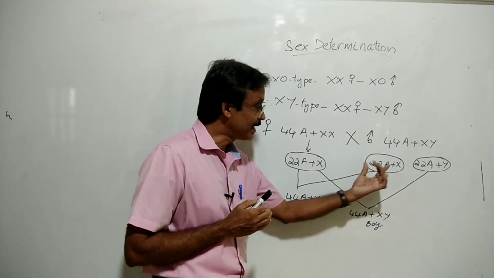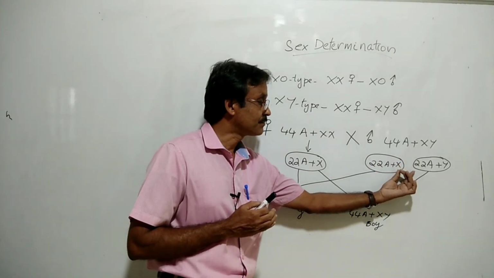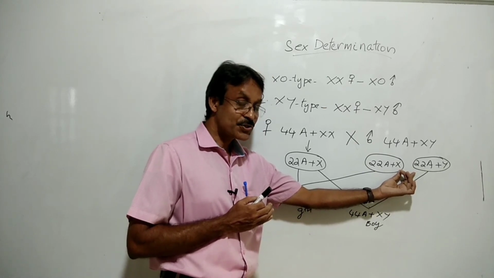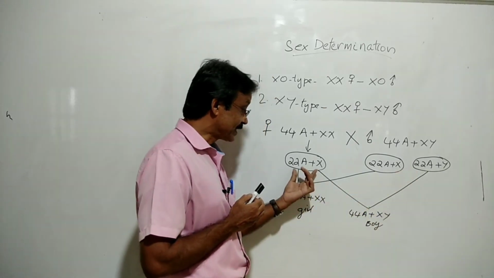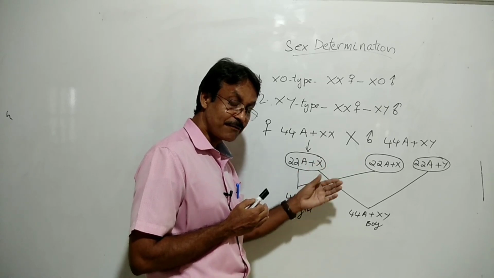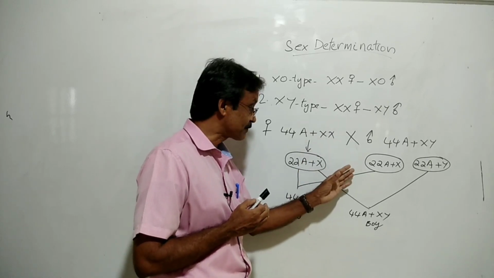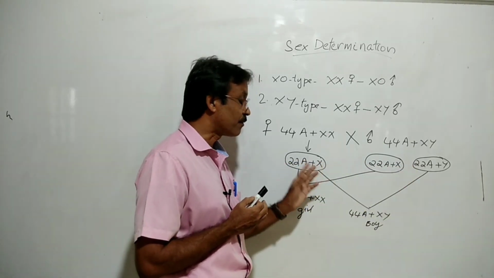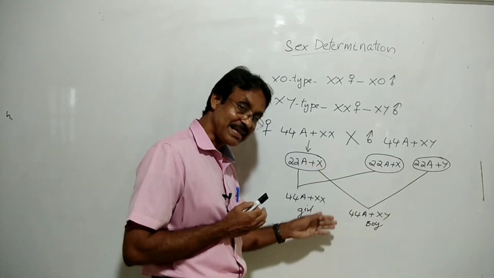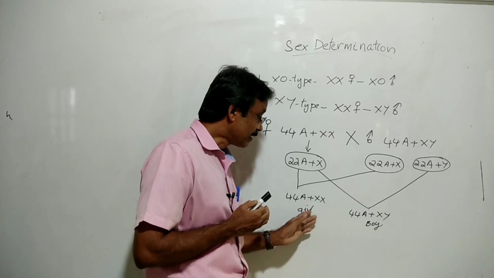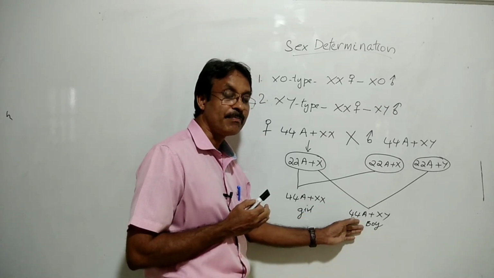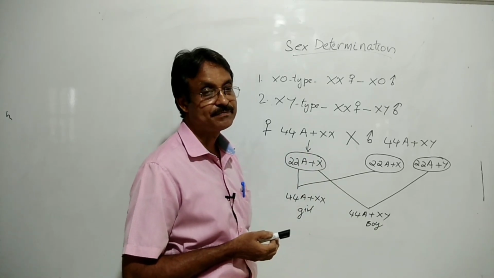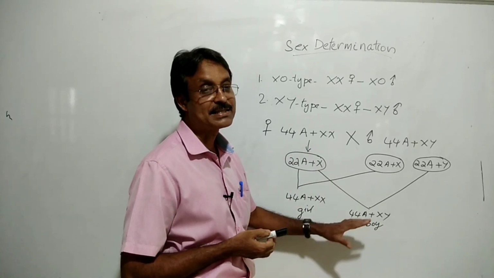These two types of sperms are produced 50-50, right? So during the fertilization there are 50-50 chances for fertilizing the two types of sperms with the ovum, and so the formation of girl and boy baby is again 50-50. This is the chances.